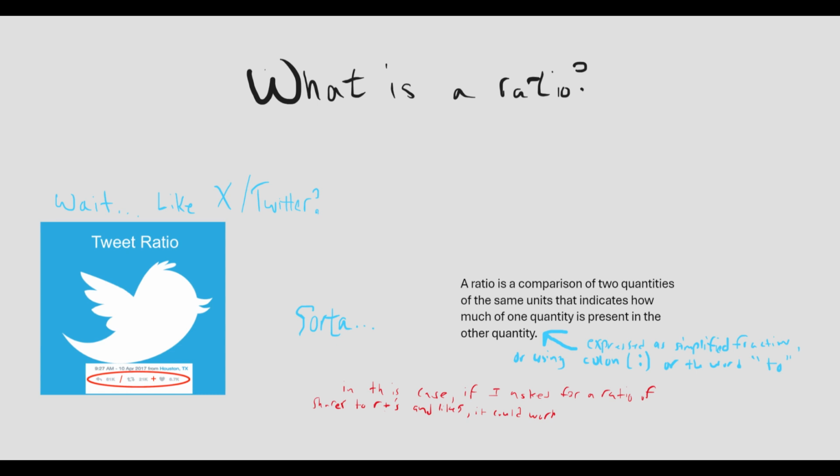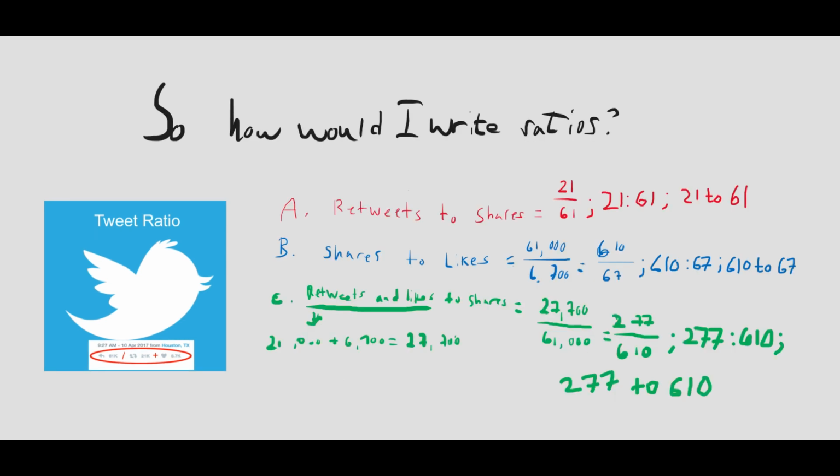In this case, if I asked for a ratio of shares to retweets or likes, this is the way we might do it. You can't really see the numbers too well, but the shares are 61,000. The retweets are 2,100 and the likes are 6,100. If I did retweets to shares, I'd put 21 over 61 when it reduces. It reduces down in those three ways. Those are the three ways you write them.